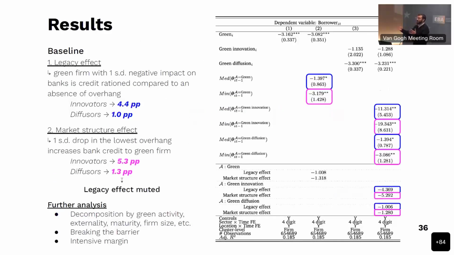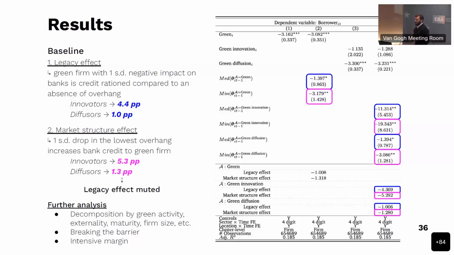So we can move on to the next slide. And so basically that's what we find in the data. We find those two coefficients to be negative. To give you an idea of the economic value of those coefficients, for the legacy effect, we find that a green firm that has a one standard deviation increase in the median overhang it imposes, if it's an innovator, is 4.4 percentage points more likely to be rationed compared to a green firm that doesn't have any overhang, right? So everything is about the overhang. It's not only about whether you're green or not, it's the extent to which you're threatening the rest of the economy. And this value is 1 percentage point for diffusers.